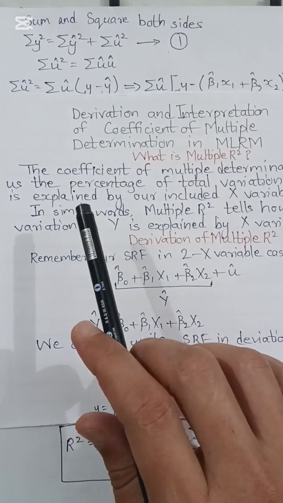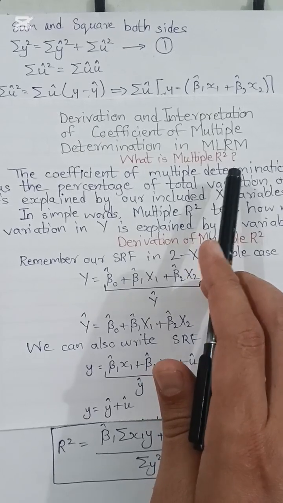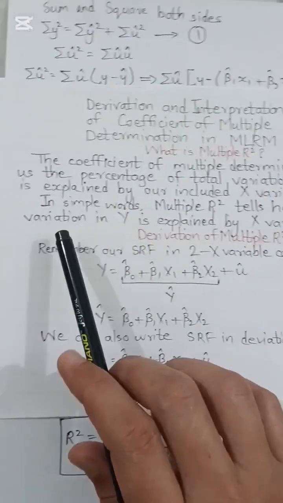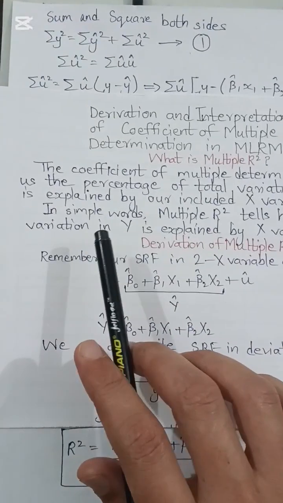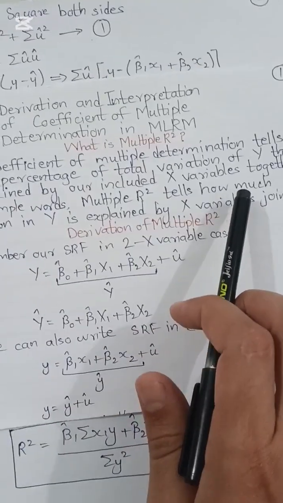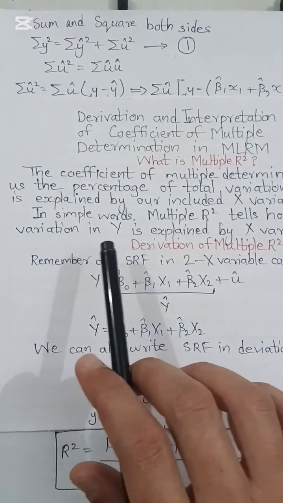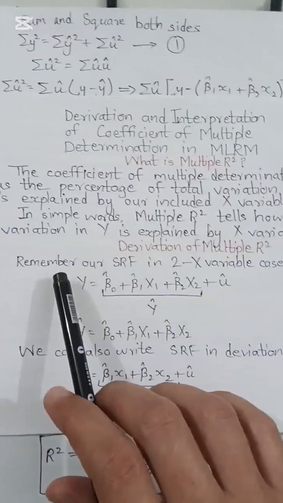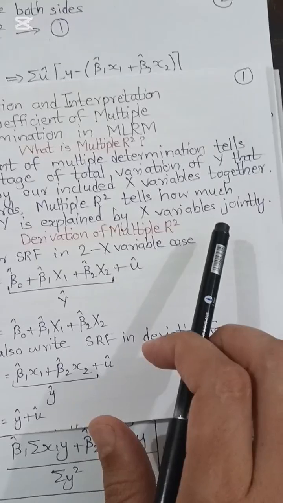So now we can define the multiple R square, or simply the R square. The coefficient of multiple determination tells us the percentage of total variation of y that is explained by our included x variables together. It means how much variation in y is explained by our x variables jointly.